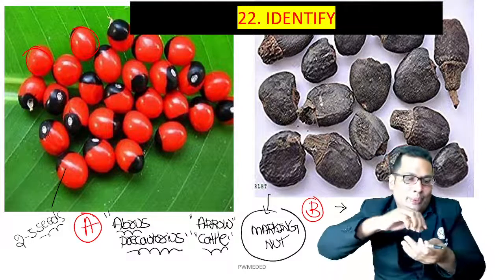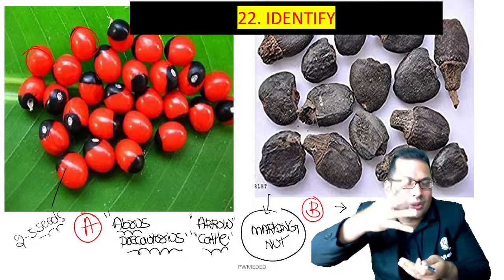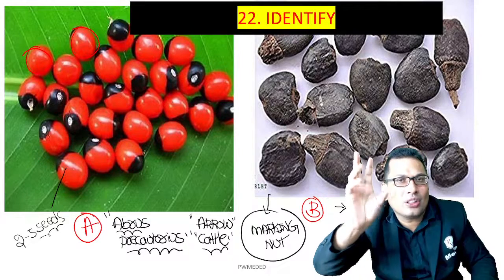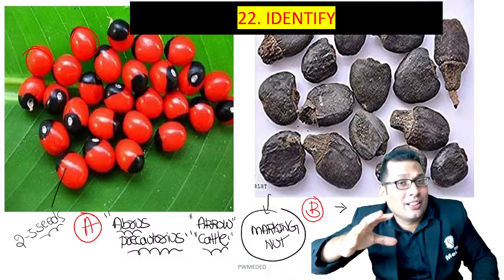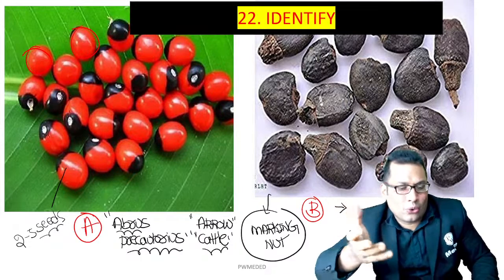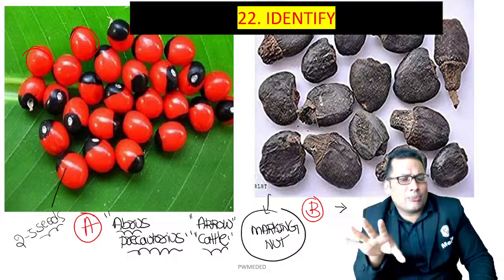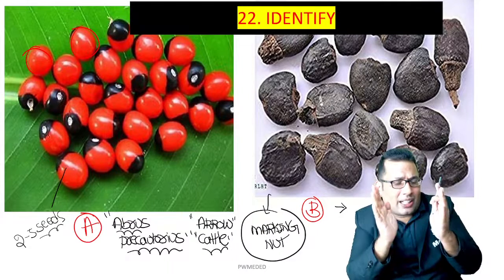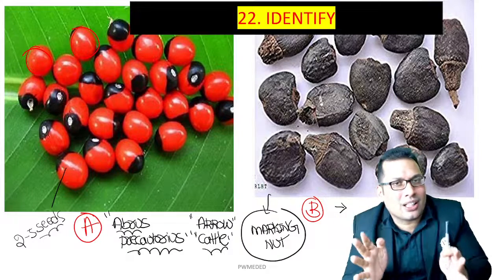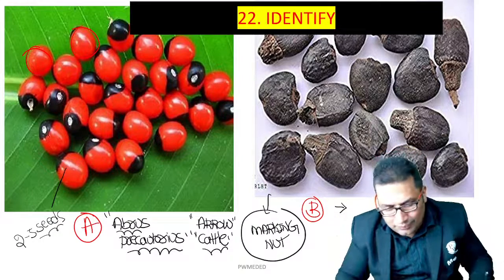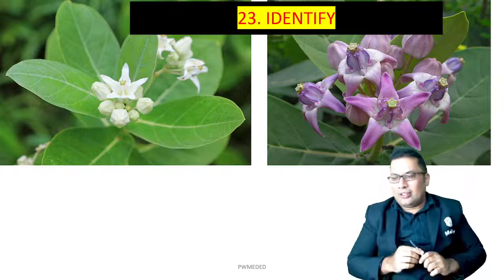So what they will do, they will prepare a paste of this Semecarpus anacardium. They inject it into the uterus. It leads to uterine contraction, leading to criminal abortion. So these two are very commonly asked MCQs in your exam. One is Abrus precatorius, the other one is Semecarpus anacardium, known as marking nut. Now next one, next image.